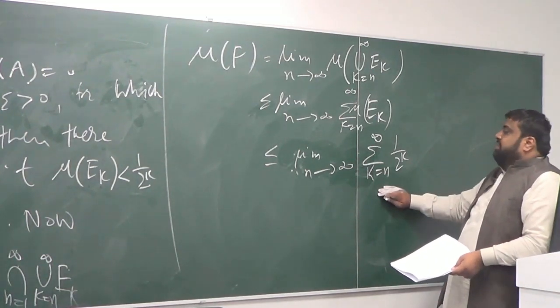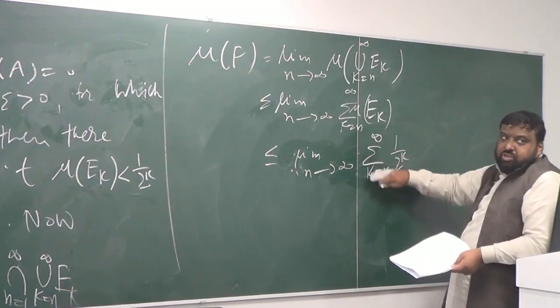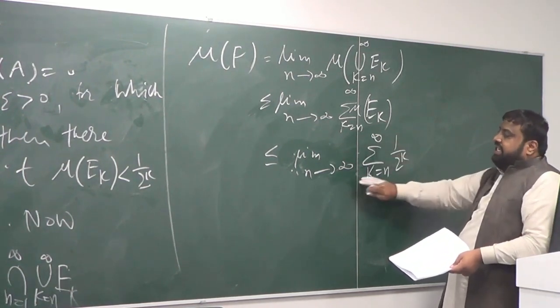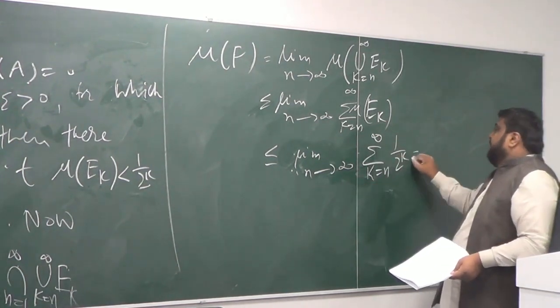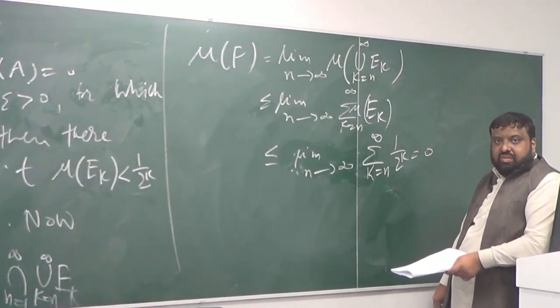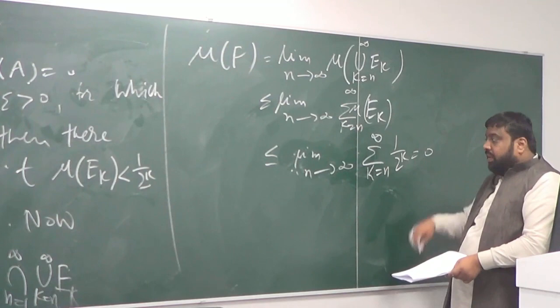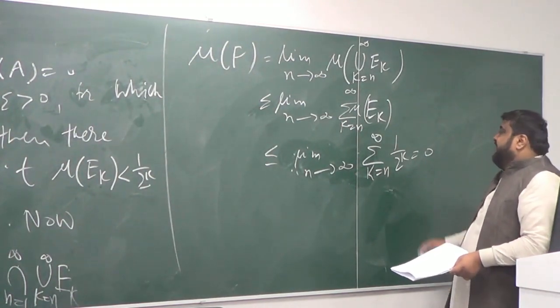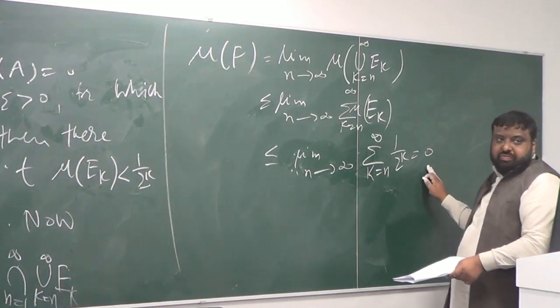What would be this sum? You can compute this as a simple geometric sum actually. You can compute it easily. When you compute it and take the limit as n goes to infinity, you're going to get zero. So the measure mu of F is equal to 0.